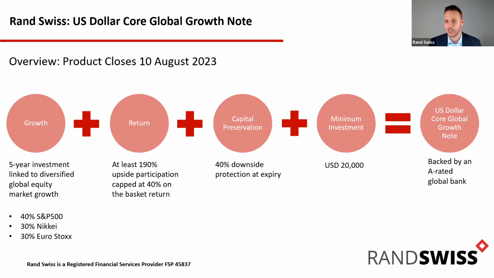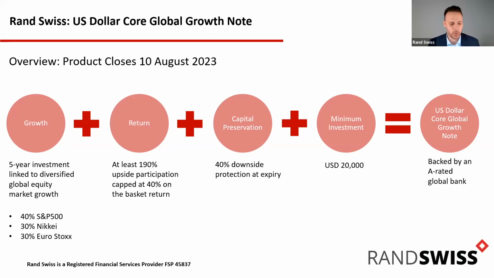I'm going to go through charts and all sorts of things, so don't worry if you haven't got that just now. Like I said, downside protection, and then of course a minimum investment of around $20,000 US. This is a fully offshore note, so we are buying in dollars. I'm going to show you why we've constructed this one as dollars.